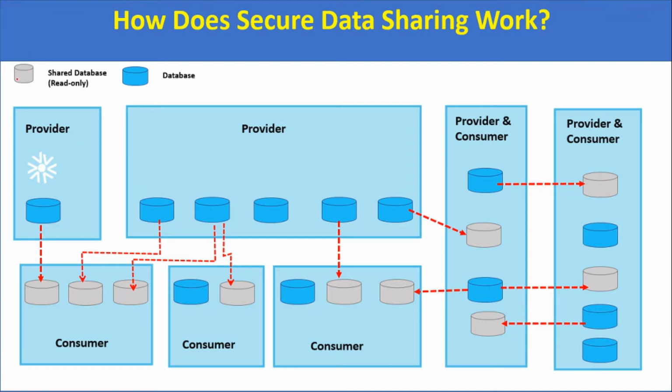See here, the gray color means a shared database, read only. This one is the actual database. As I said, there is a provider and a consumer. Provider means the Snowflake account that provides the data to a consumer, and consumer is nothing but the one who is consuming the data provided by the provider. In other databases, this concept is not there. So here in Snowflake, this is the unique feature.